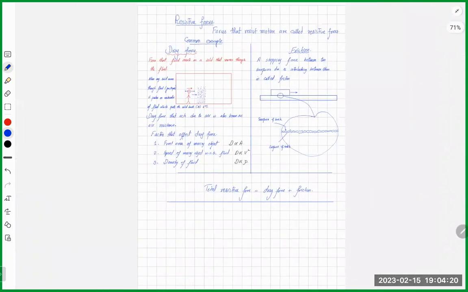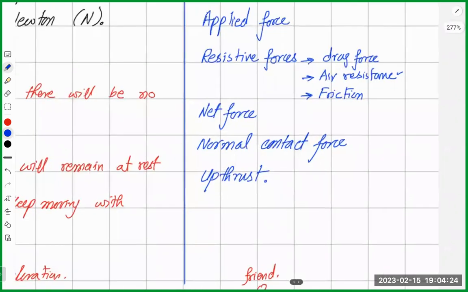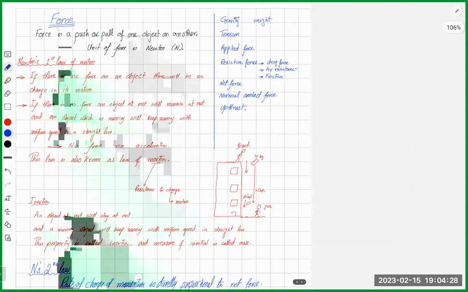Okay, I think this is it for today. We have done resistive forces. Net force, normal contact force, and upthrust will be done in the next class.